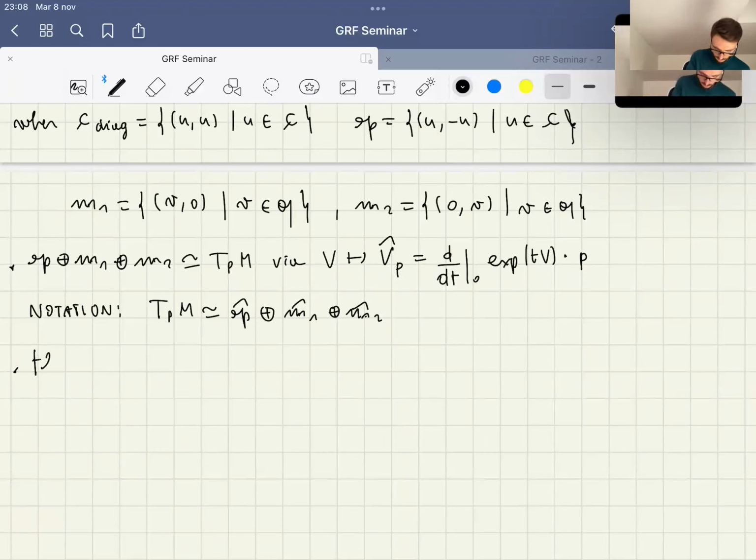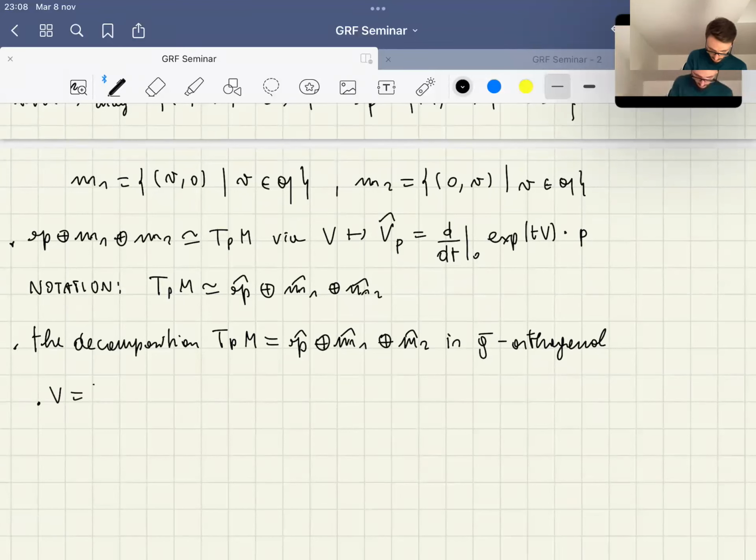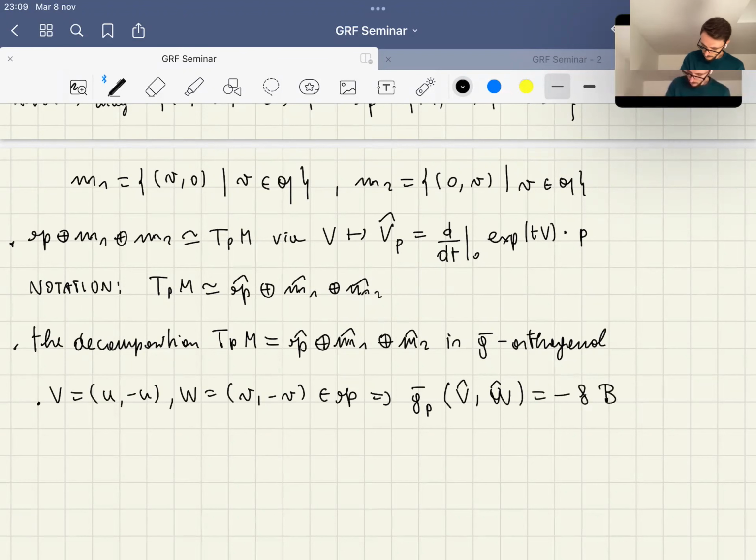And what we have is that the decomposition of the tangent space to the manifold at the point, which is given by P hat, M1 hat, M2 hat, is overline G orthogonal. So you can compute directly this. And moreover, you can see that if you pick V equal to U minus U and W equal to, let's say, V minus V inside P, then the inner product between V hat and W hat equals -8, the Cartan-Killing form evaluated at the pair UV.